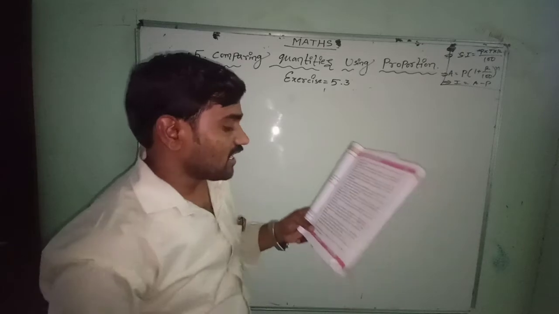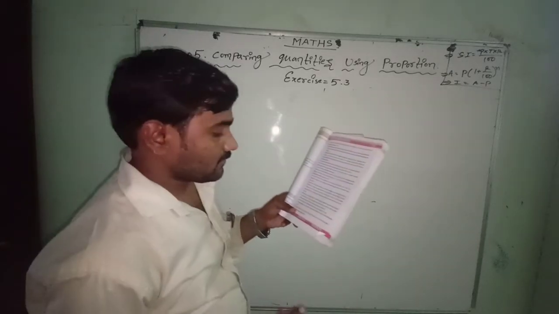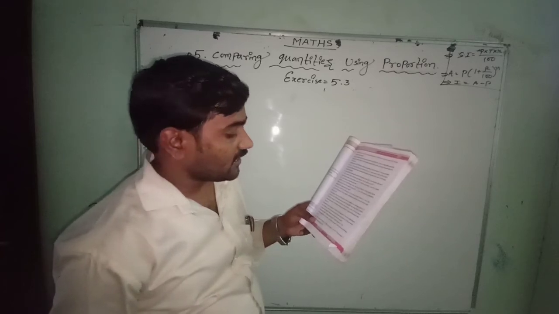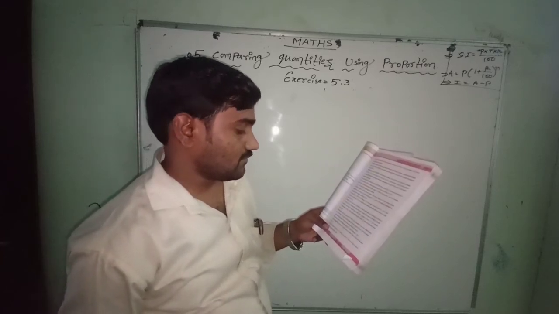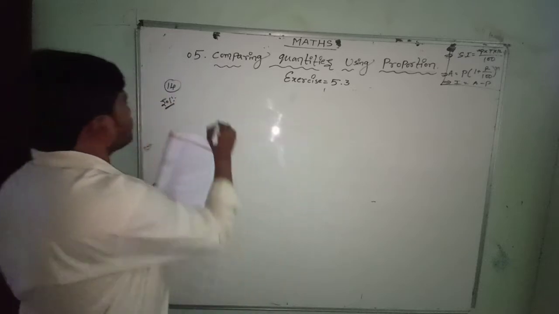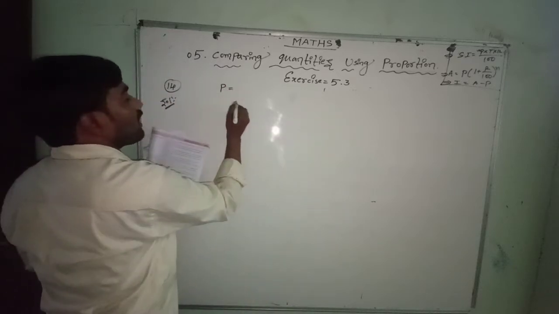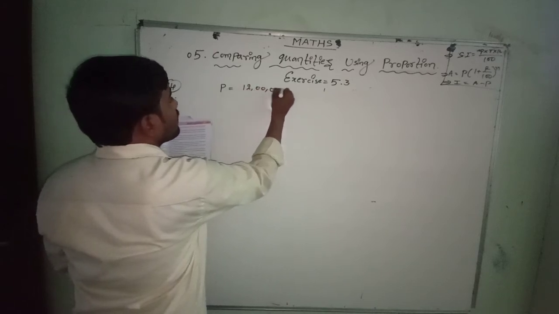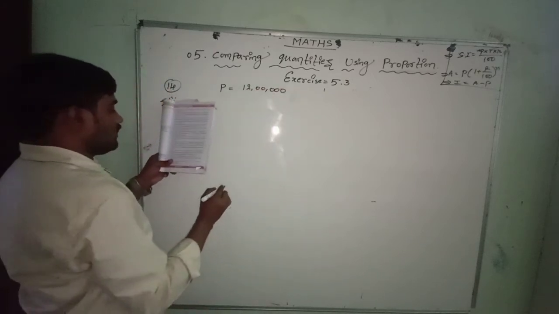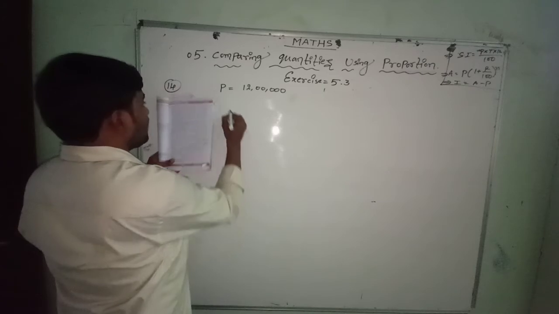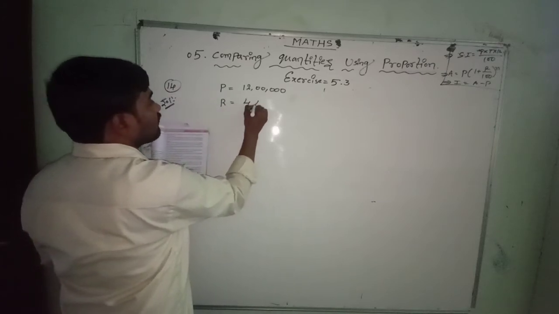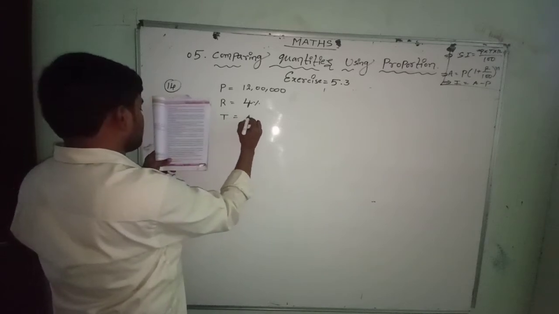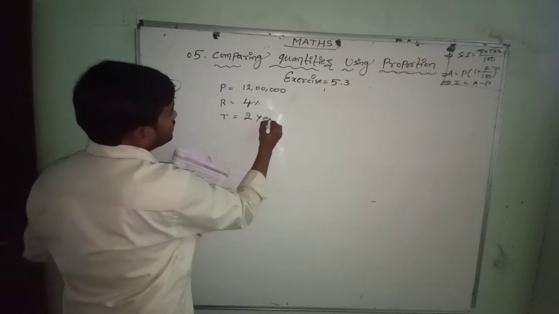Now find the population of a city after 2 years, if the present population is 12 lakhs and the rate of increase is 4%. Here the principal, that means the population, is 12 lakhs now. It is increasing at the rate of 4%. The population always increases like compound interest, here for 2 years.